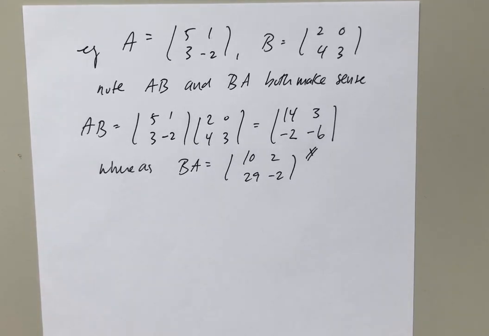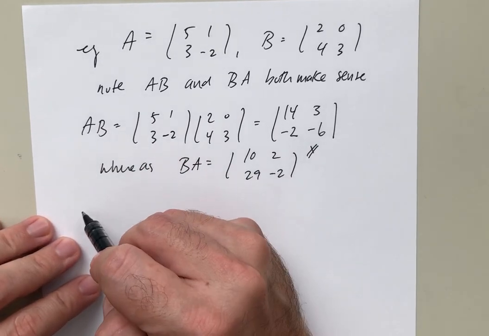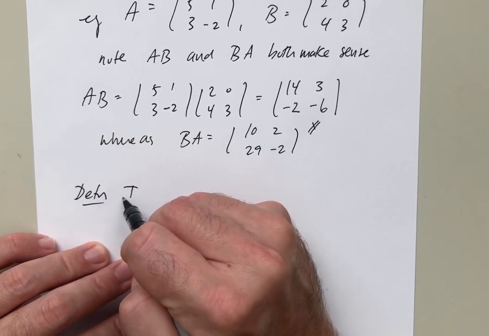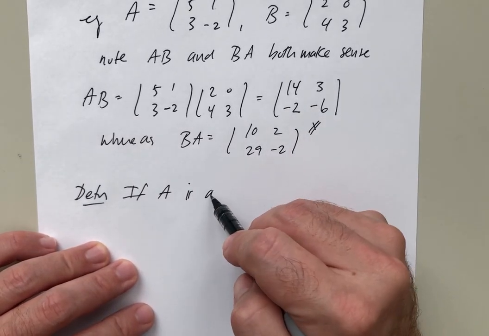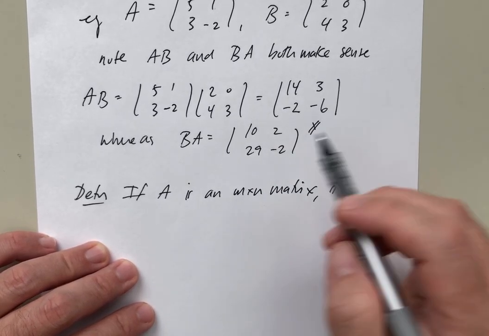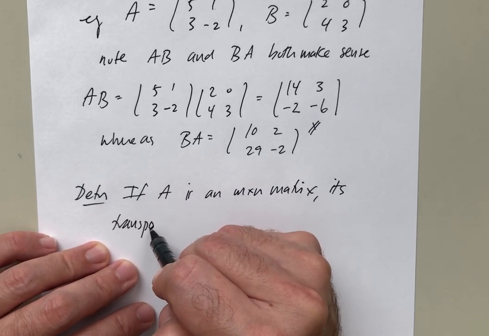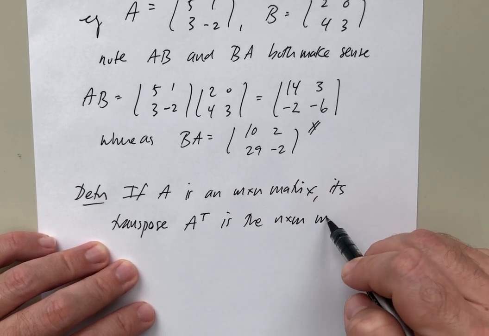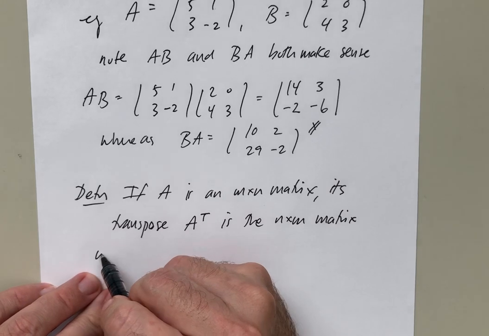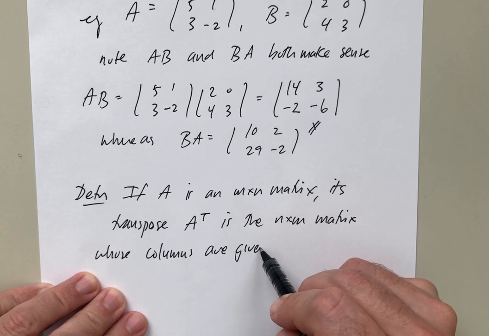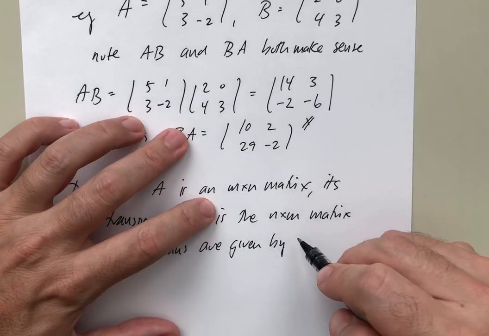The last thing I want to write down, just to complete this chapter, is the notion of a transpose. So, changing gears a little, let me give a definition. If A is an m by n matrix, its transpose, which I write A^T, is the n by m matrix whose columns are given by the rows of A.